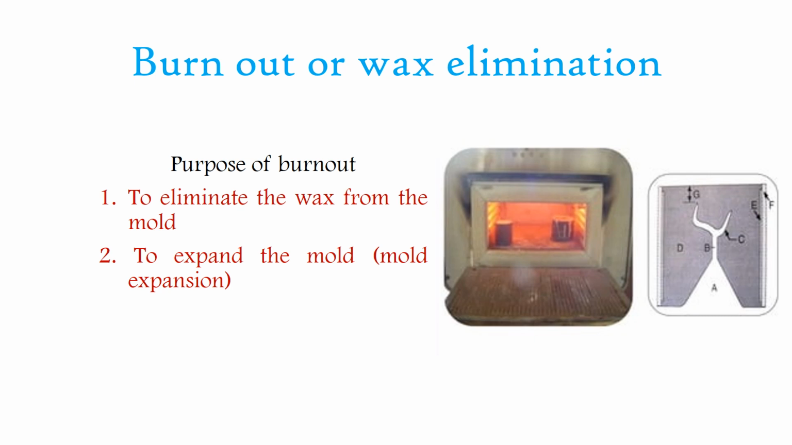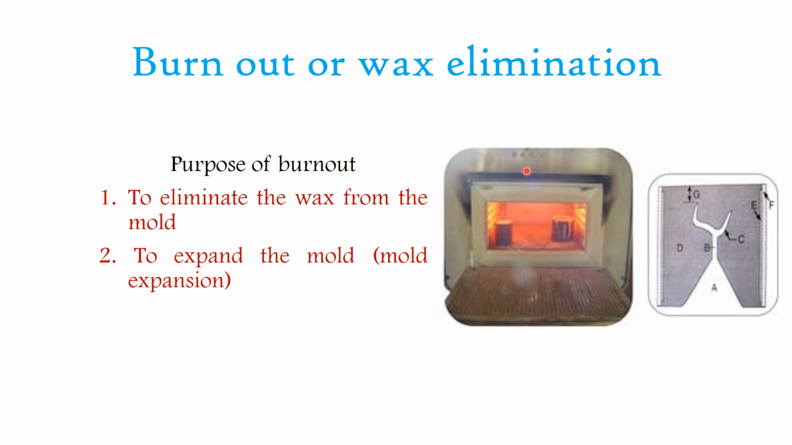Then the next step is burnout or wax elimination. The purpose of burnout is to eliminate all the wax from the mold and to expand the mold, because during solidification there is some amount of shrinkage. When the metal solidifies, there is some shrinkage, so if the mold expands, it will compensate for that alloy shrinkage. After investment, you have to keep that ring along with the invested material inside the burnout furnace.